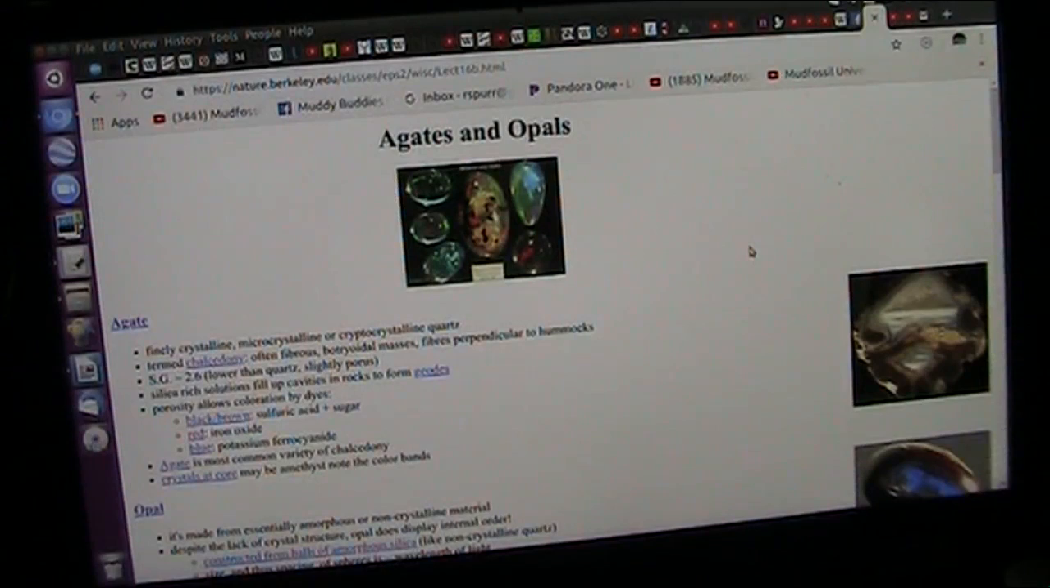Agate fills in holes with a lot of silicates that have different colors and so forth, but the hole is there. It's just a hole. Now the other thing is opals are in tiny little packages. That's why they have all that flash to them. Totally different than this, but from the exact same molecules.